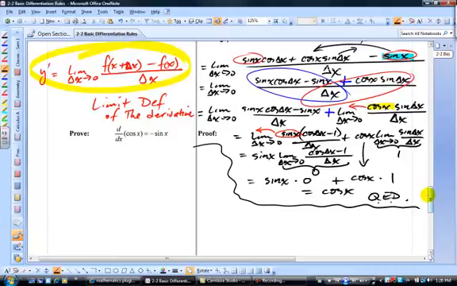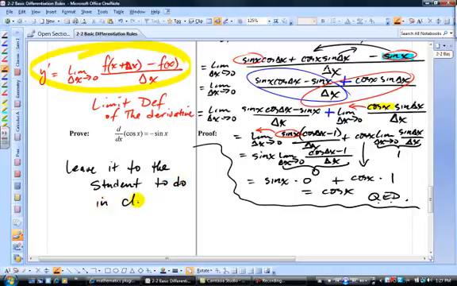All right, it involves special limits, but this one turns out to be negative sine x instead. So I'm going to leave this up to the student to do in class. It's similar to the previous one. All right, I'll check you in class. I can't do everything for you, so you try that one.